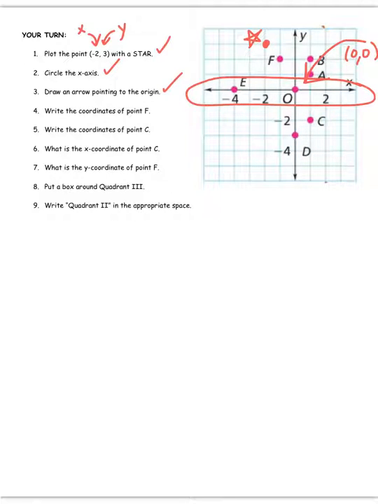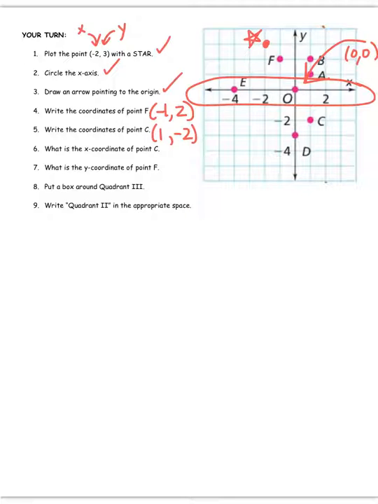Alright, below here it says write the coordinates of point F. So let's find point F right here. On the x-axis, starting at the origin, F is -1 units from the y-axis, so that's -1. And it is 2 units up, so -1, +2. Next, write the coordinates of point C. Point C, right here, go back to the origin. It's to the right 1, so that means that it's a +1. And it is down 2 units, so that means it's -2.